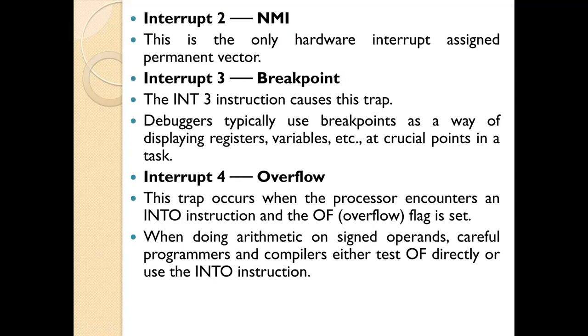Interrupt 2 is a hardware interrupt assigned a permanent vector. This is interrupt 2, which is the NMI, that is a non-maskable interrupt. Interrupt 3, that is a breakpoint.